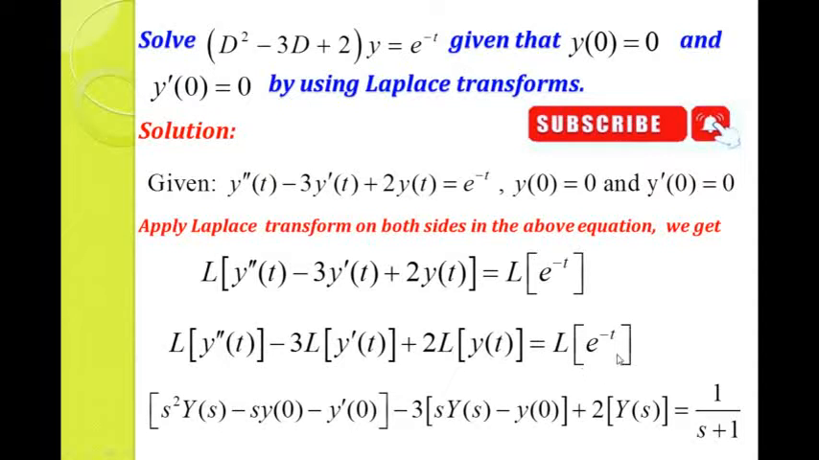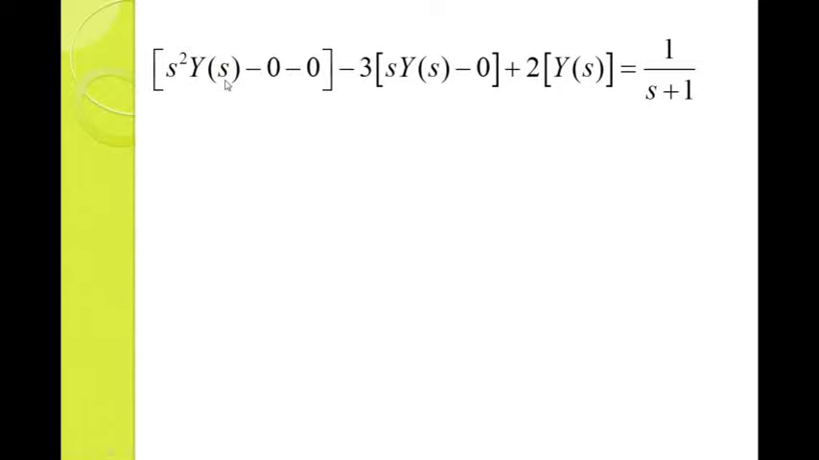Also we know that L of e power minus at is nothing but 1 by s plus a. Here a value is 1, so we get 1 by s plus 1. So now substitute the given initial conditions in this equation. We get s square capital Y of s minus 0 minus 3 into s capital Y of s minus 0 plus 2 into capital Y of s equal to 1 by s plus 1.